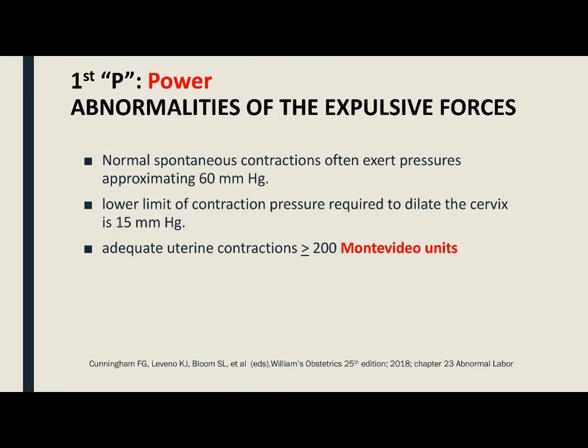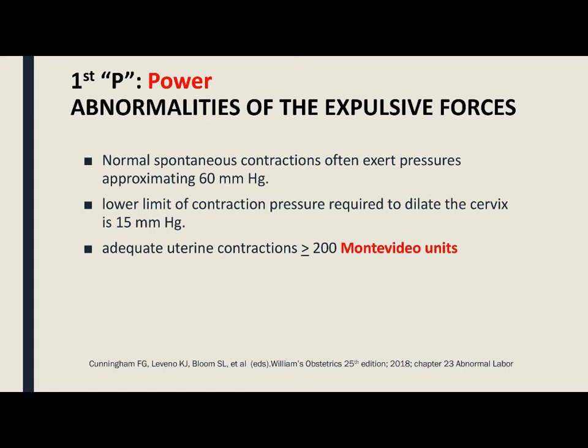So let's talk about the 3Ps. The first P will be power, and this will be the abnormalities of the expulsive forces. Experts emphasize that uterine contractions of normal labor are characterized by a gradient of myometrial activity. These forces are greatest and last longest at the fundus, which we call fundal dominance, and they diminish downward towards the cervix.